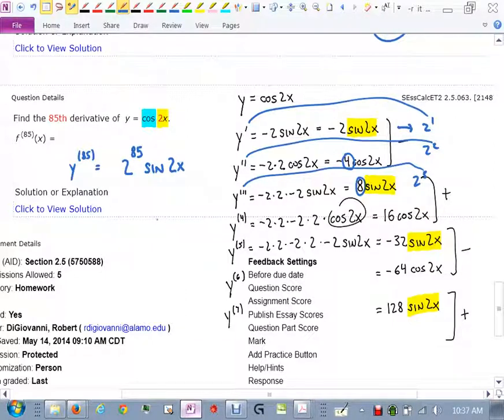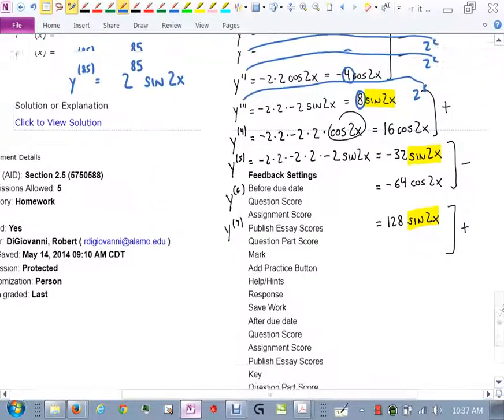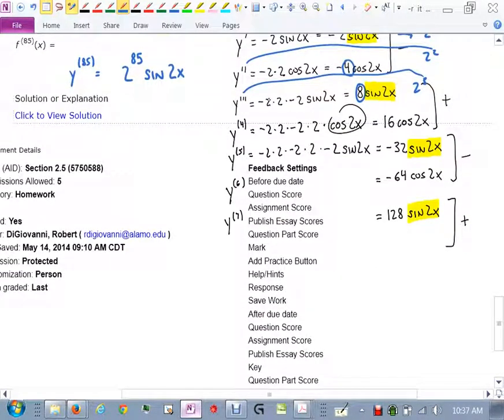Well, again, which ones were positive? The ones that were positive were 2 and 3. Wait, hold on. No, 3 and 4. The third and fourth derivatives were positive. 6 and 7. No, I'm messing this up. Hold on. Okay, it was like this. Okay, so which ones were positive? We had derivatives 3 and 4, derivatives 7 and 8. We didn't put 8.